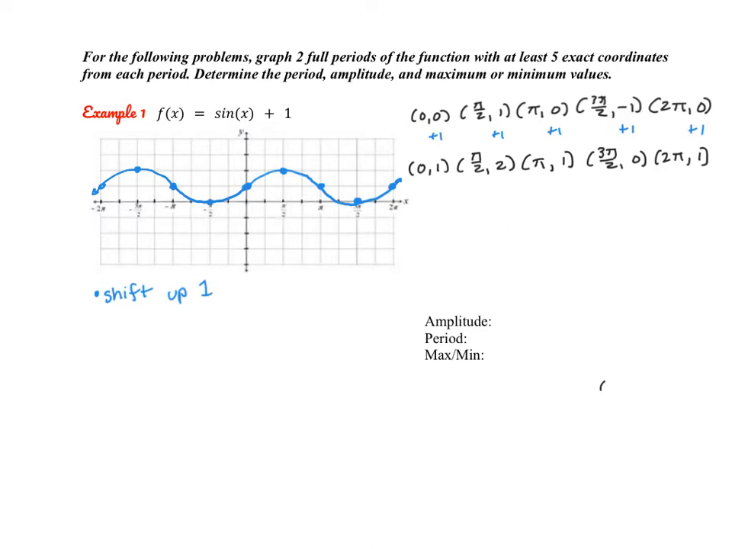So our amplitude, remember, is the distance from the midline either up to a maximum or minimum. Since there wasn't a vertical stretch or shrink, the amplitude should not change from the parent function. So again, the distance from the midline up is simply 1. So that's our amplitude. Our period is unchanged. It's still 2 pi. It takes 2 pi units to complete a full cycle. And then our maximum value is now 2, and our minimum value is 0.